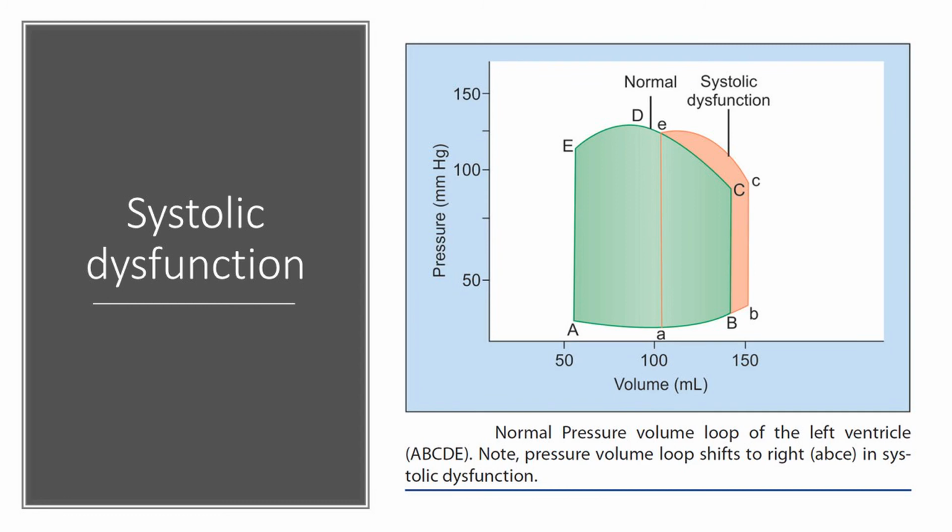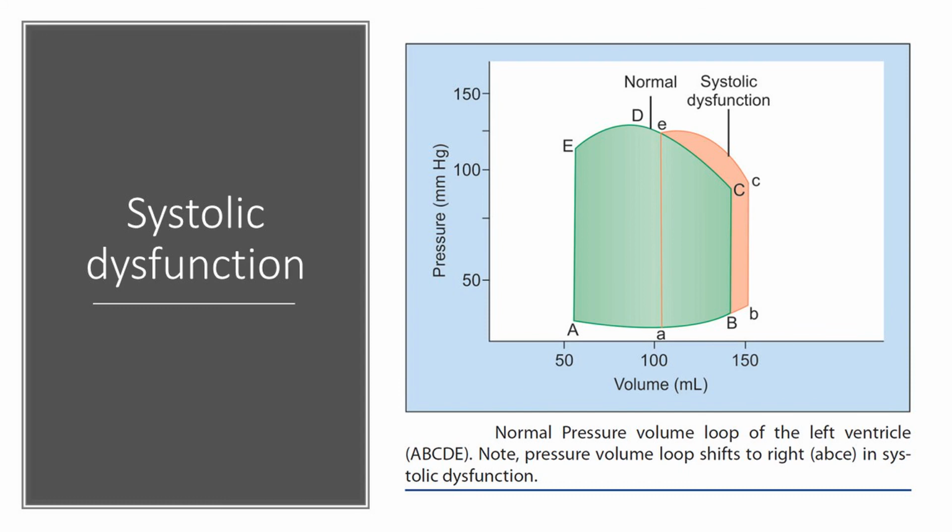Now look at the given graph. In this graph, you can see that because of the dysfunction of the systole, the end systolic volume increases from 50 ml to 100 ml. So end systolic volume increases and end diastolic volume also increases. So in systolic dysfunction, the flow volume loop shifts to the right side. In all conditions with volume overload, for example, in aortic regurgitation, the flow volume curve shifts to the right side.